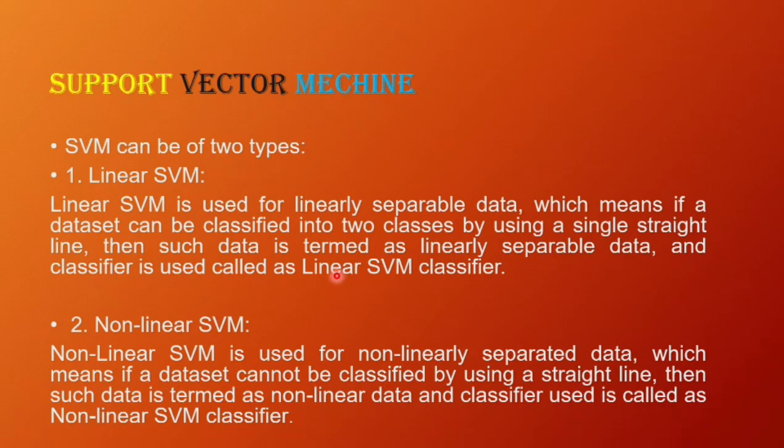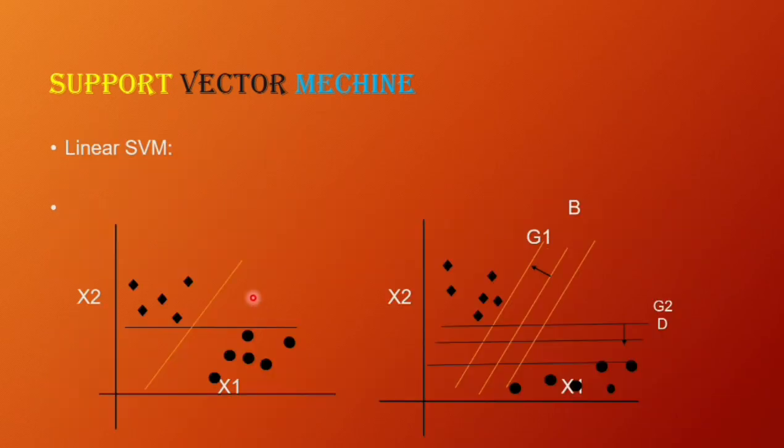The main point in linear SVM is that the data which is separable with the help of a straight line, that is called linear SVM. See, this is an example of linear SVM. On the x1 and x2 axes, two types of data are present. One is circle and another is star. I can draw two hyperplanes here. But which hyperplane is the best hyperplane?